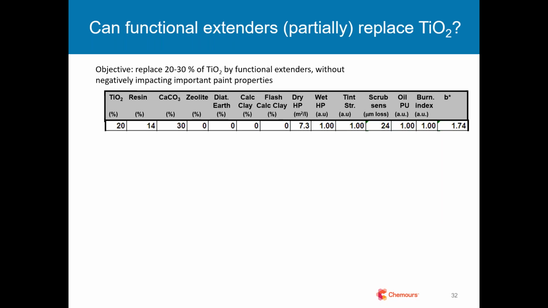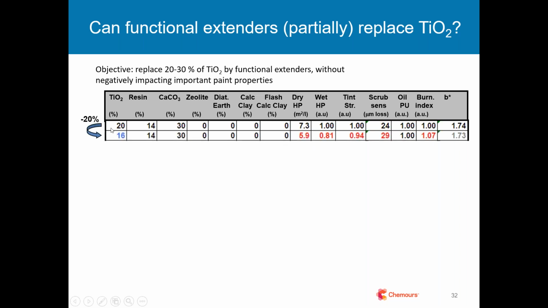Now, can functional extenders at least partially replace the TiO2? So maybe we overdid it. We took a paint formulation and we tried to reach the same properties. Again, you see the numbers here. With the other extenders, we reduce the amount of TiO2 by 20%. Of course, the dry hiding power goes down, the wet hiding power goes a lot down, and here we express everything as a reference. So we give this a 1 as a reference, and we express everything relatively. So it goes down by 20%, this means.